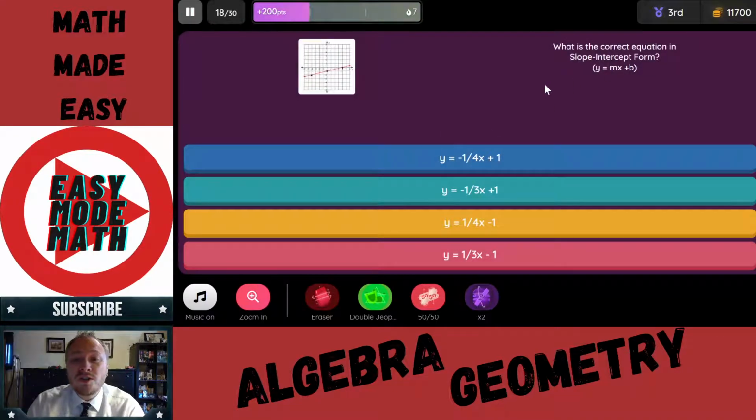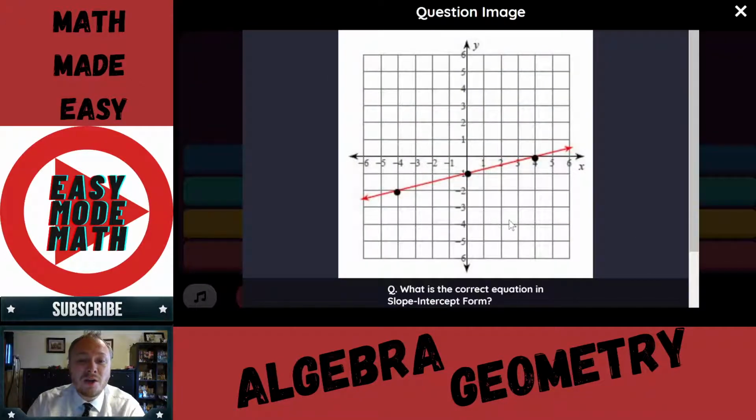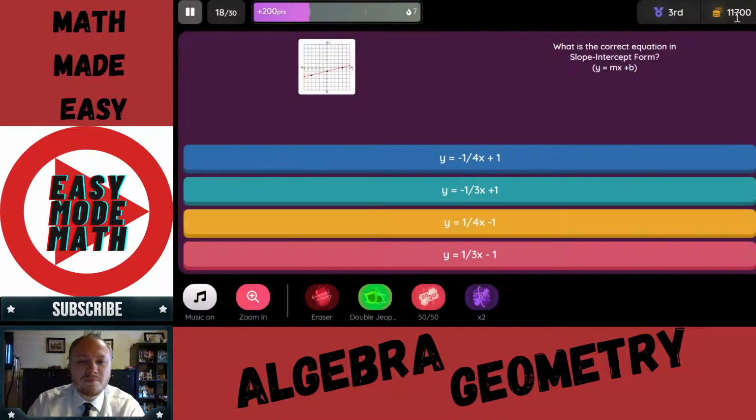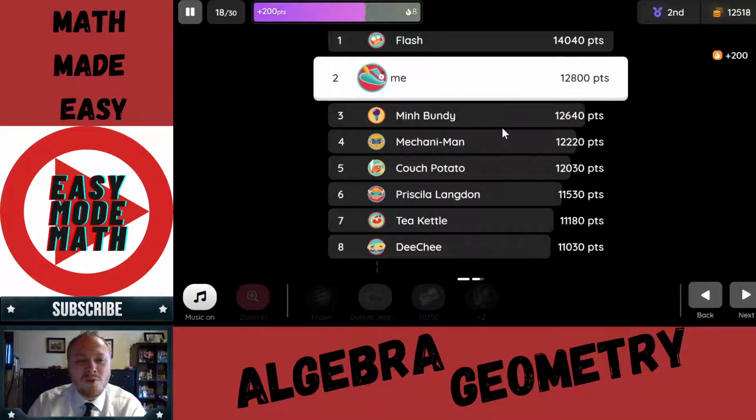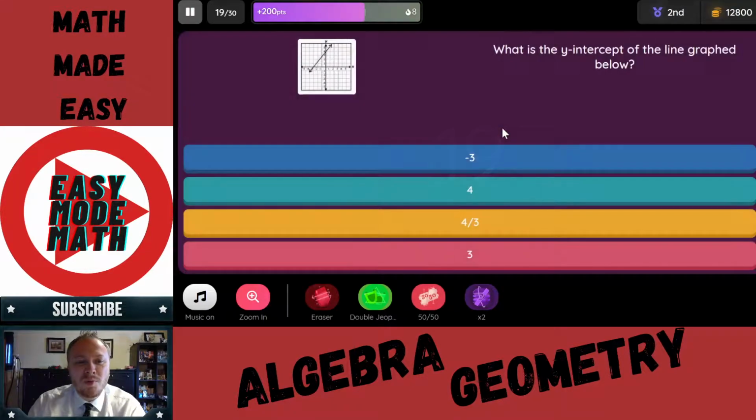What is the correct equation in slope-intercept form? Y equals mx plus b. Take a look at the graph here. What information do we need from the graph? What can you remember? Which one is it gonna be? Is it this one? It is. Y equals 1 over 4x plus 1, I believe. Could have been minus 1.